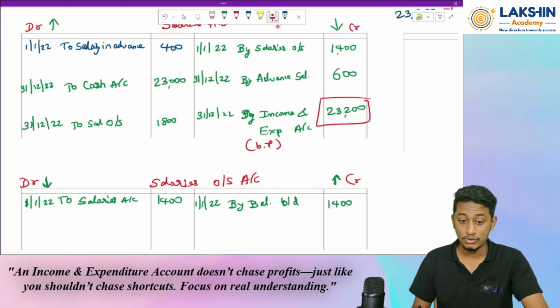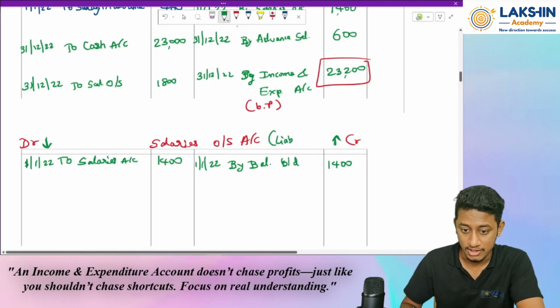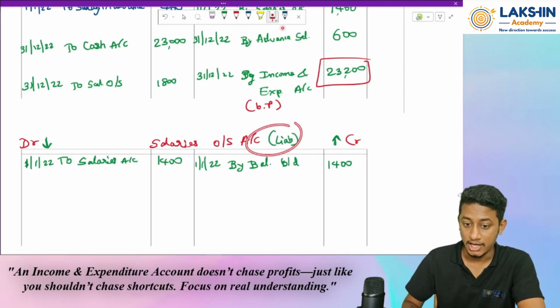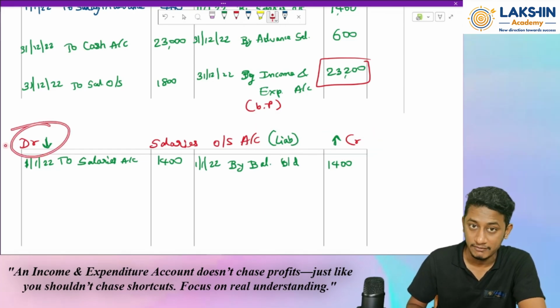See, what is the logic over here? Since this is a liability account, I will just write it out for you. This is a liability account. Any entry you pass on the credit side will increase the balance. Any entry you pass on the debit side will decrease the balance.